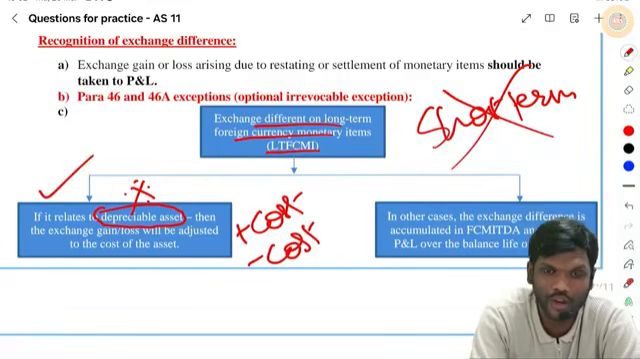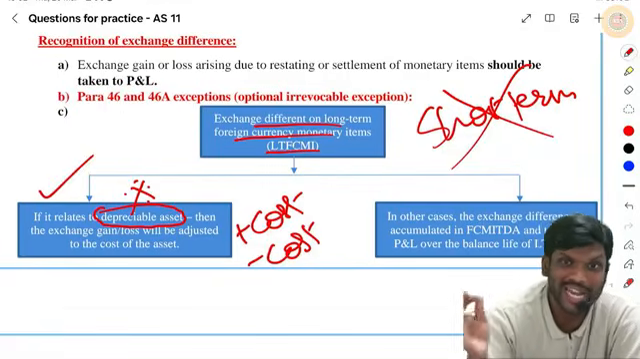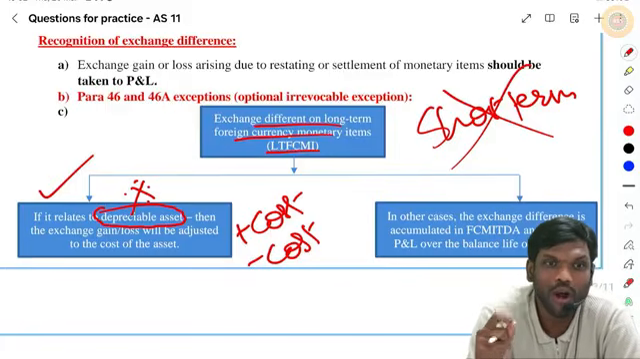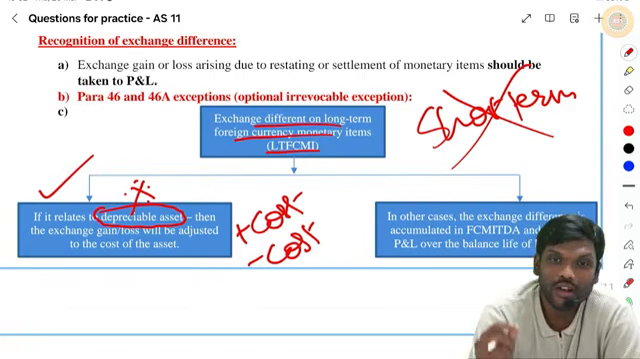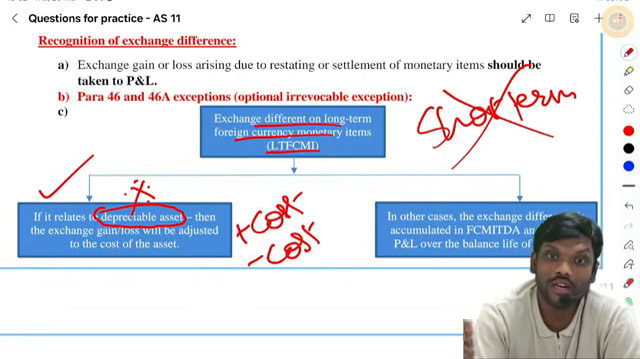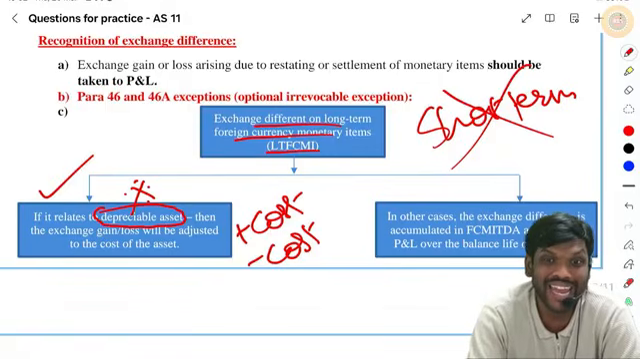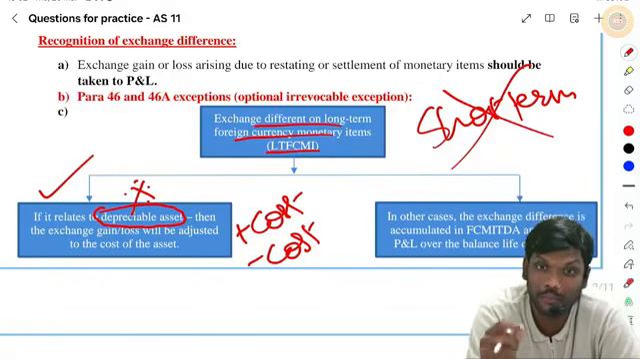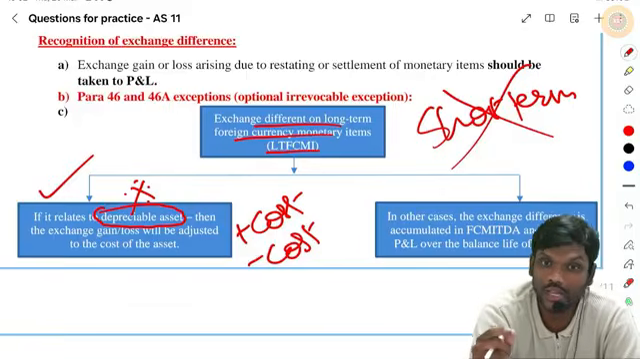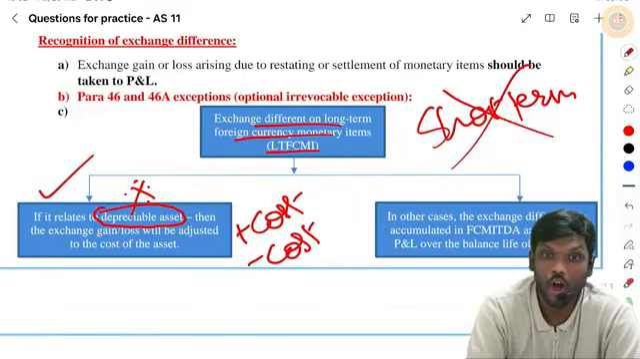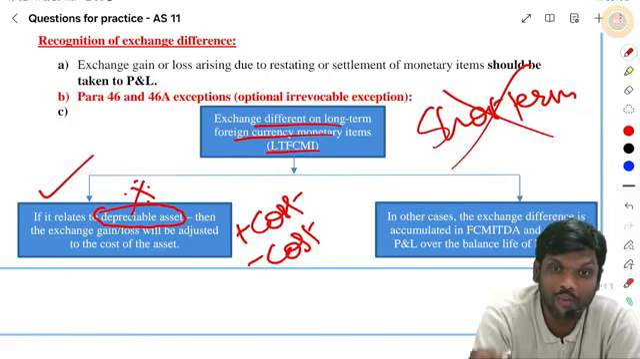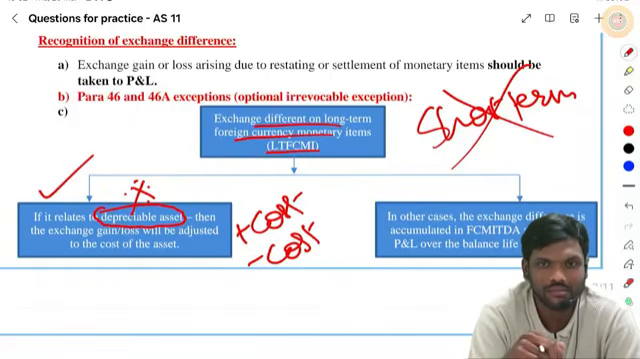If the long-term foreign currency monetary item relates to a depreciable asset. Sir, this is okay. What if it doesn't relate to a depreciable asset? What if I am taking a long-term loan from US to buy a land which is a non-depreciable asset? Or to be more specific, to buy a freehold land, which is actually a non-depreciable asset. Or sir, I am borrowing a long-term loan from US for working capital purposes.